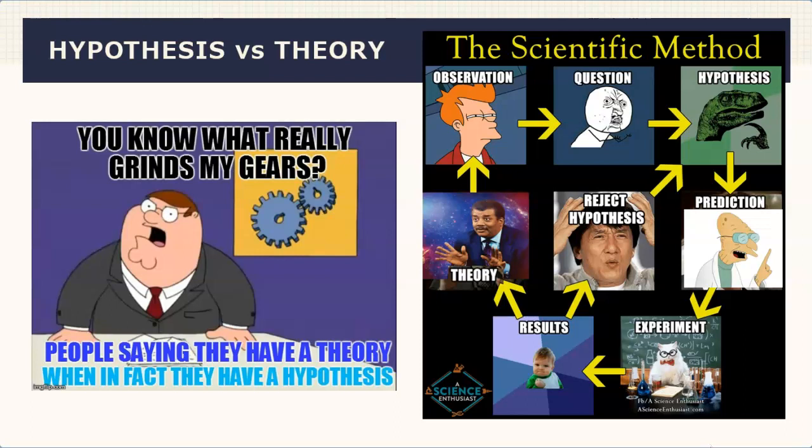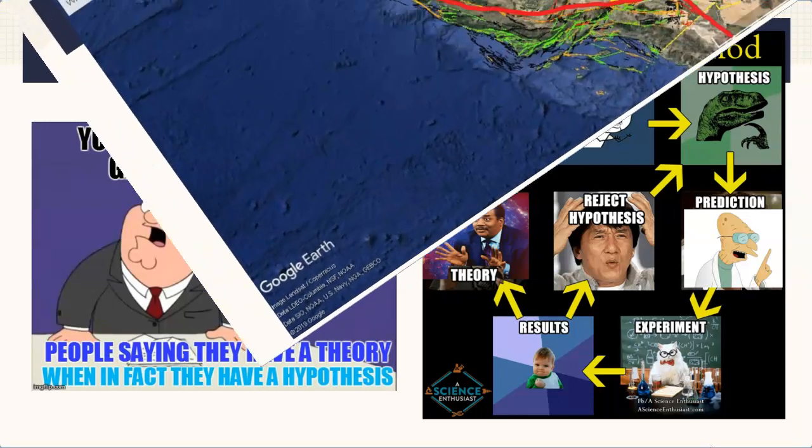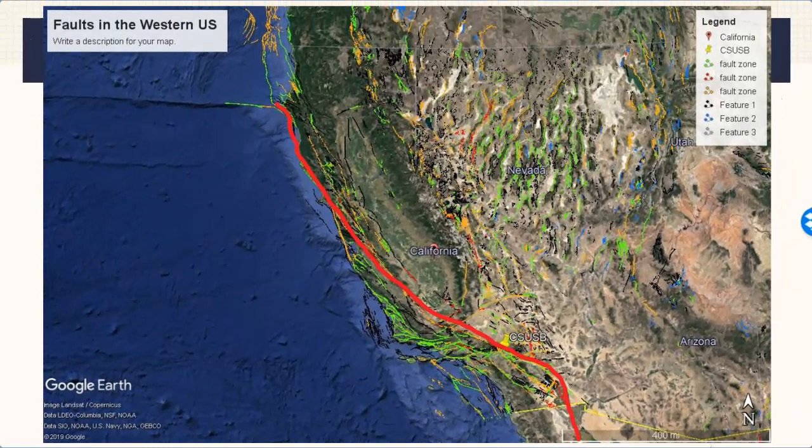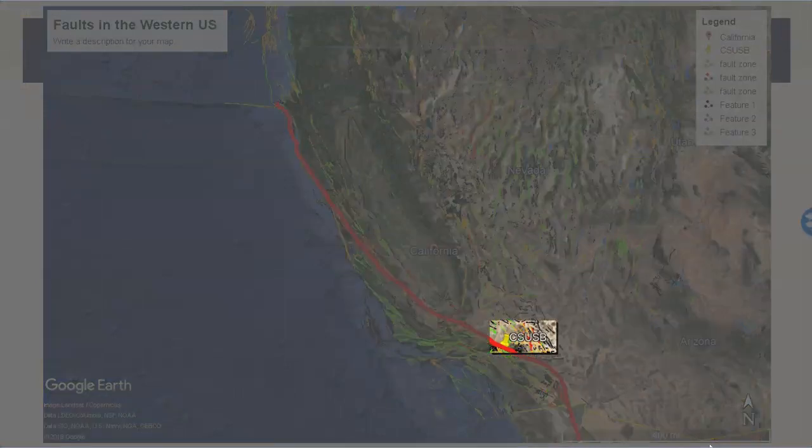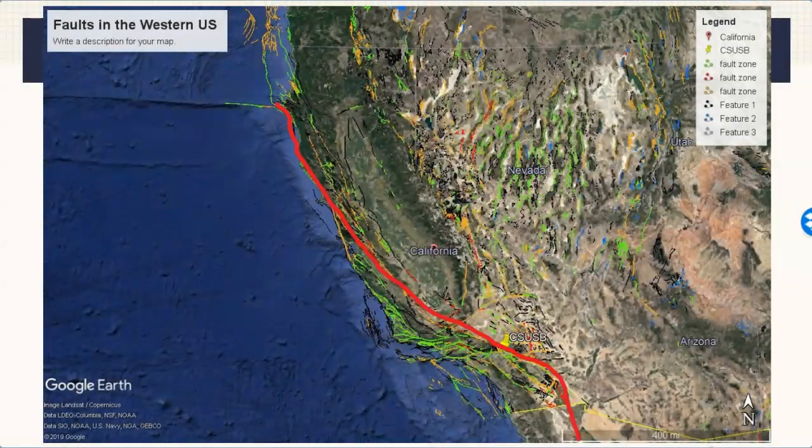I bring all of this up because the explanation of how the San Andreas Fault works is within the framework of plate tectonics theory. Here is a Google Earth image of the many faults in the western United States. The red line is the San Andreas Fault. The green lines are other fault zones. CSUSB is labeled. Notice how it is on the southern section of the San Andreas Fault. Do you see how the San Andreas Fault is much longer than the other faults?